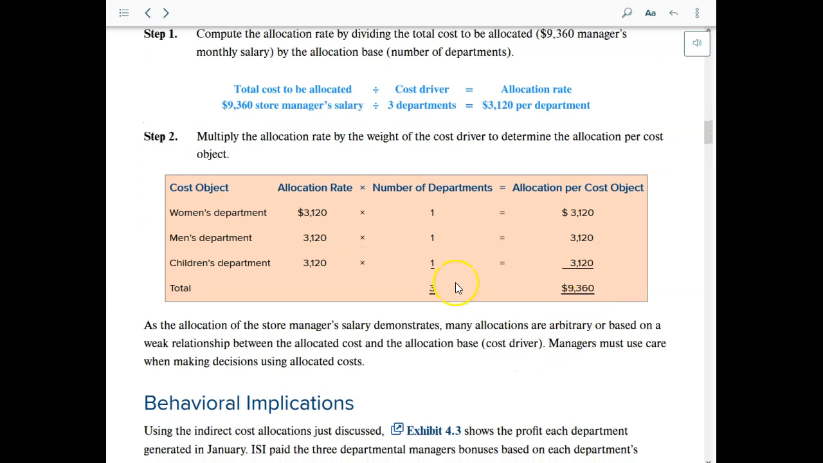And I think the store manager salary, one more. One store manager, 3 departments. They decided, well, this person oversees all 3 departments sort of equally. Let's just divide that person's salary by 3 and allocate it equally between the 3 departments.